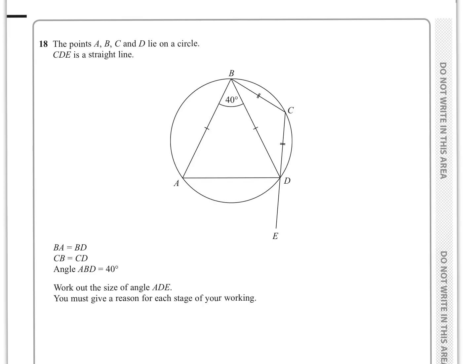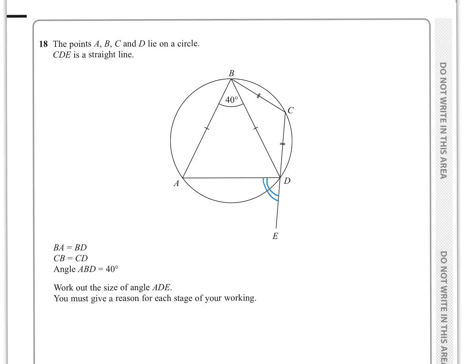Question 18. The points A, B, C and D lie on a circle. CDE is a straight line, and we're given some other information such as BA and BD are the same. So it's an isosceles triangle, we can see that, and it gives us the angle ABD is 40. We've got to find angle ADE. So we've got to find this angle here.